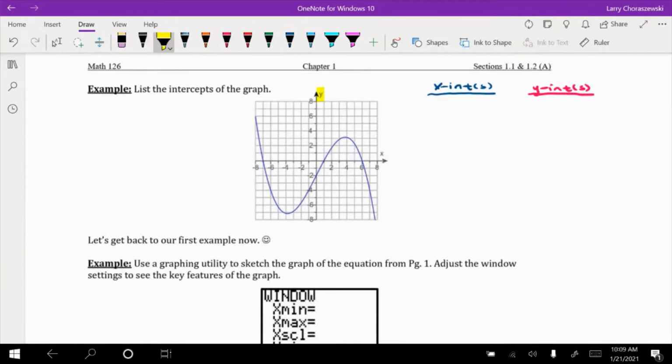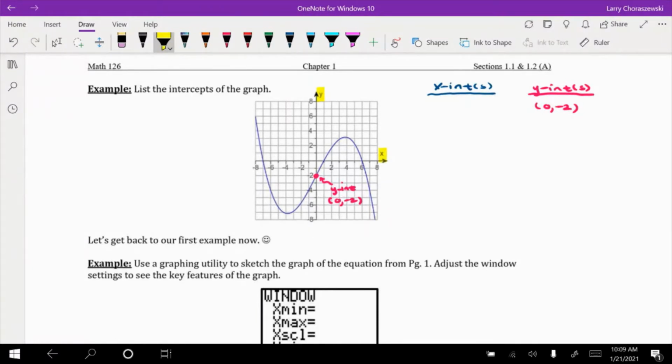So let's look at the Y-axis. Is this graph crossing the Y-axis at all? Or in other words, does this graph have a point on the Y-axis? Yeah, definitely. It appears to be right here. Yep, and the ordered pair for that Y-intercept appears to be (0, -2). And it looks like that's the only point on the Y-axis.